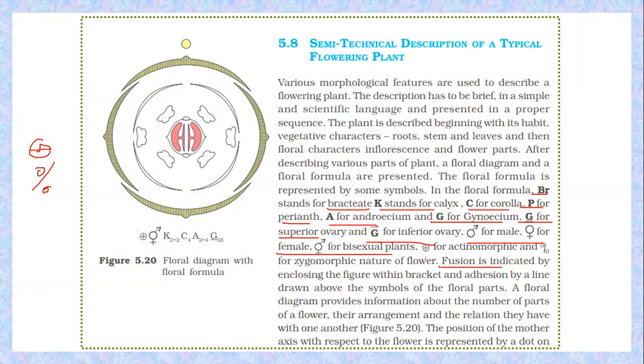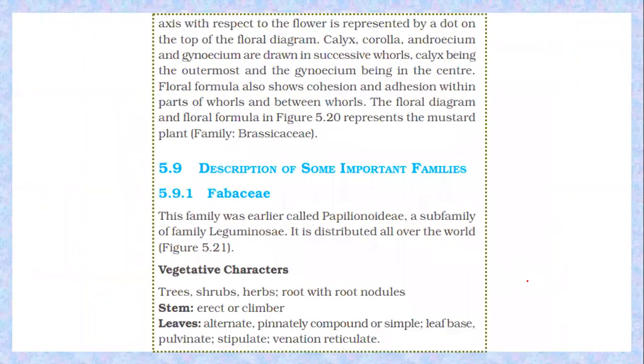Fusion is indicated by enclosing the figure in a bracket, like A5. If they are united, then a bracket. If they are attached to the corolla, then you will draw a symbol like this. Right? Yes. So let's discuss the first family.